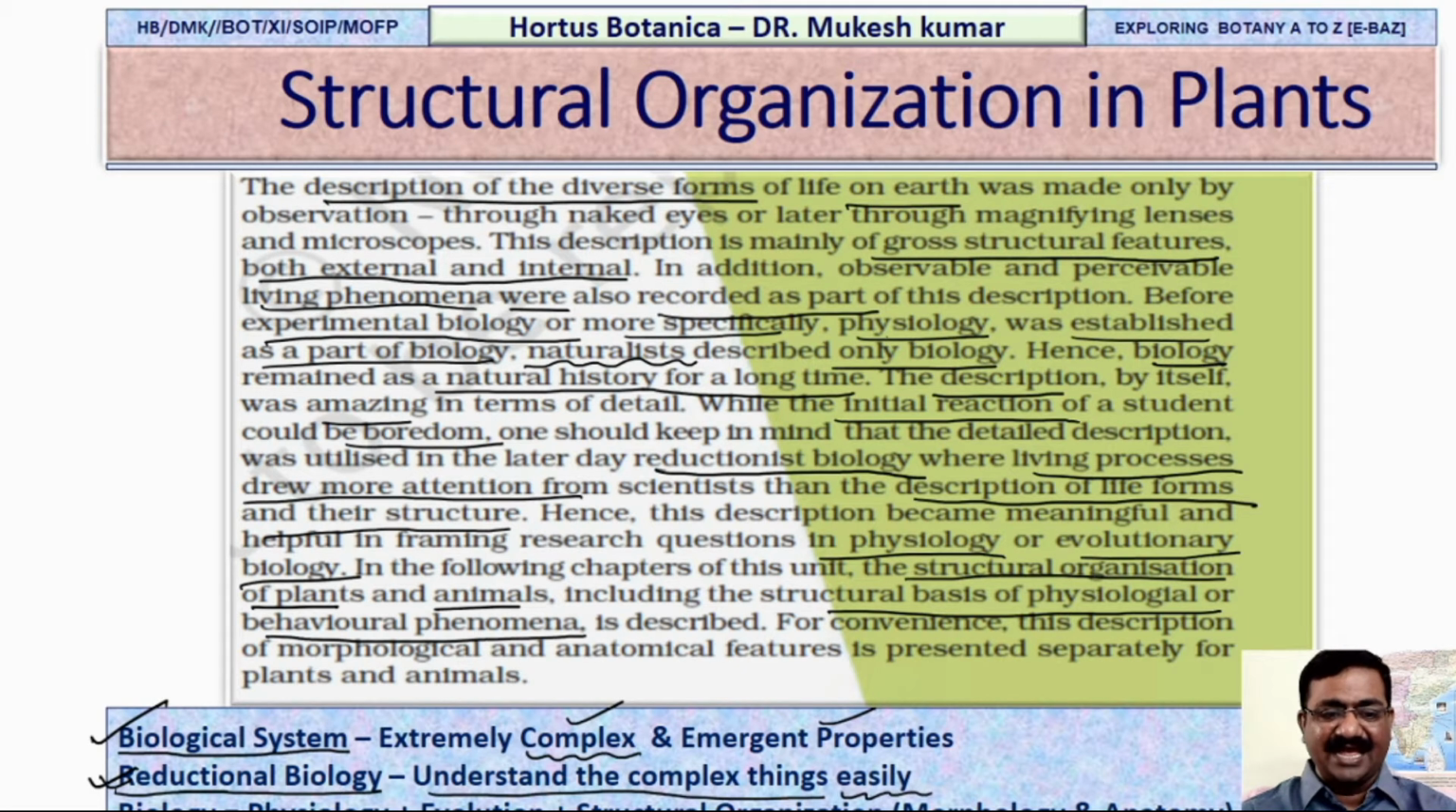by separating these branches as physiology, evolution, structural organization. Yes, we also have to separate morphology and anatomy. Right, so we have concluded this whole para through the important 3 points. Biological system: yes, you know biology deals with the study of living organisms and their life processes. It's an extremely complex system with emergent properties, but in order to understand all this stepwise, we have reductional biology.